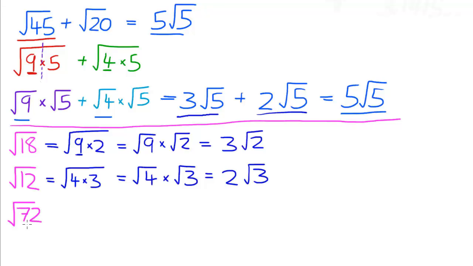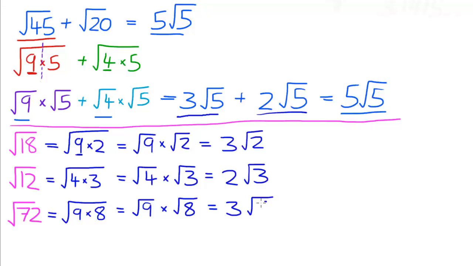And then the root of 72, this one is actually slightly trickier. Maybe I should have warned you about that earlier on. The root of 72, we can split into 9 times 8, which will then be the root of 9, just like we had earlier, times the root of 8. And then just like before, we're going to get a 3 root 8 here.